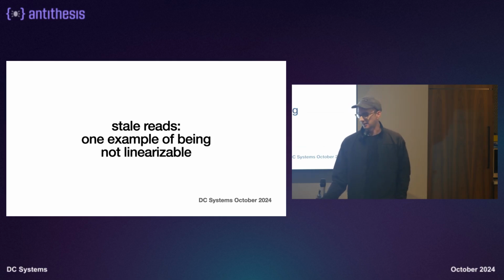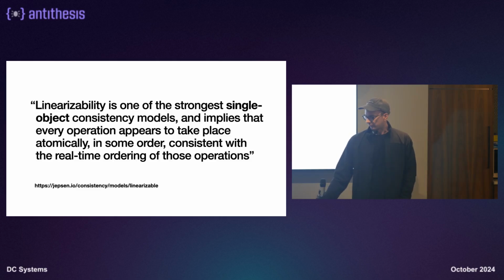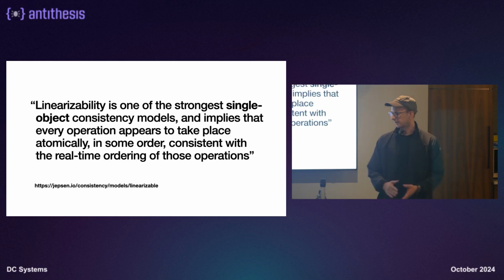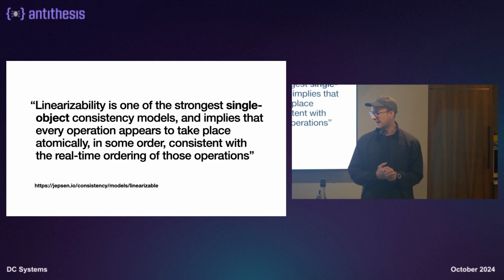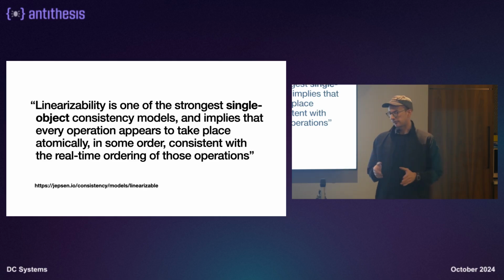This is just one example of being not linearizable. We can find a more formal definition on the Jepsen website by Kyle Kingsbury. I will not read many quotes in this, but I will read this one. Linearizability is one of the strongest single object consistency models and implies that every operation appears to take place atomically in some order consistent with the real-time ordering of those operations. I bold single object in this because when programmers thinking about databases hear the word consistency, you might think about the consistency in ACID. And this is not that. ACID and transactions are about multiple objects being consistent or not. Linearizability is much simpler. It's just for a single object, is it consistent or not?